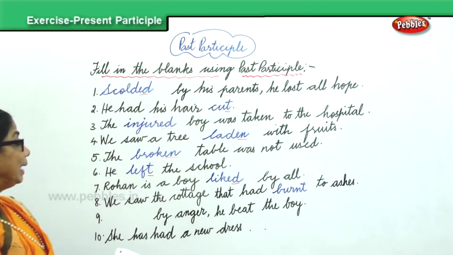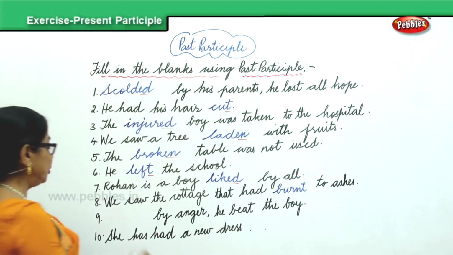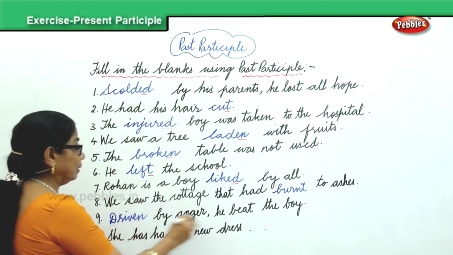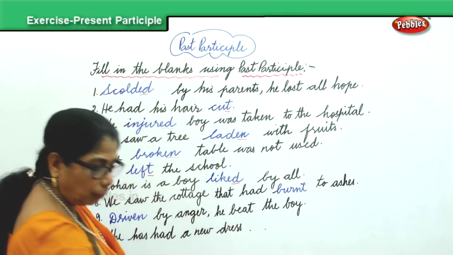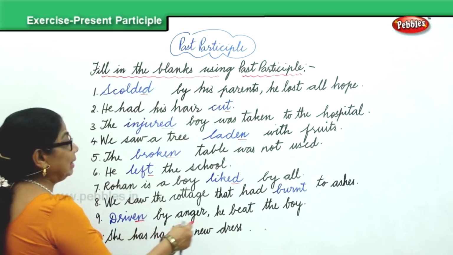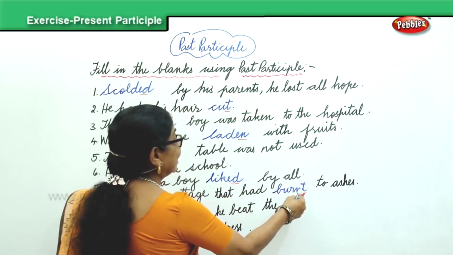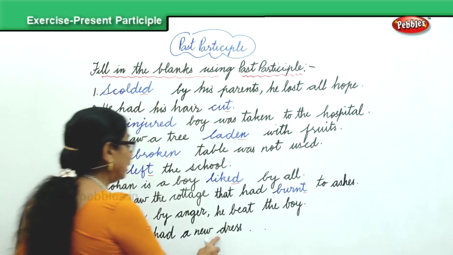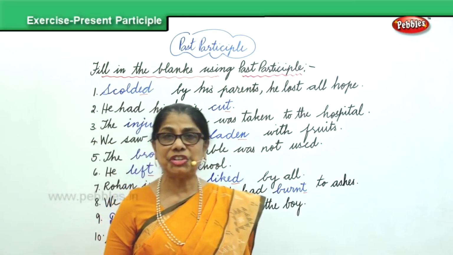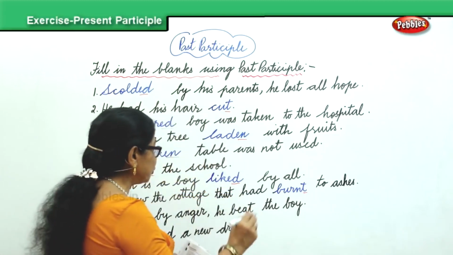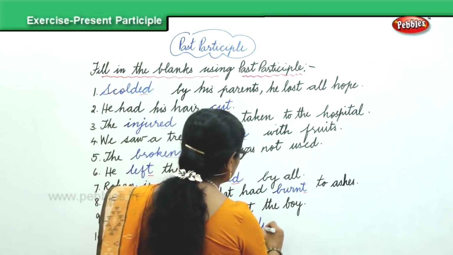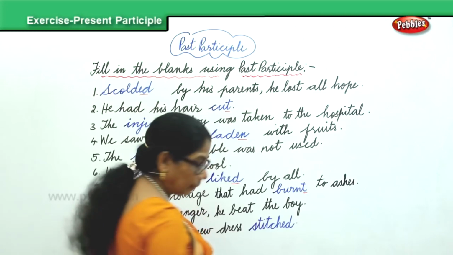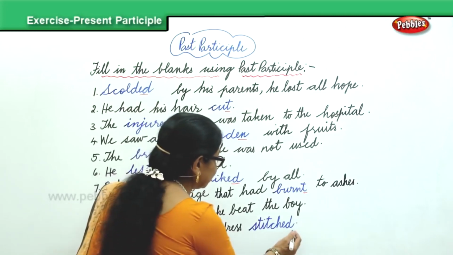And the ninth one, dash by anger. Driven. Very good. Driven by anger, he beat the boy. So angry he was, driven, ending in en. Driven by anger, he beat the boy. She has had a new dress dash. She has had a new dress stitched, ending in ed.